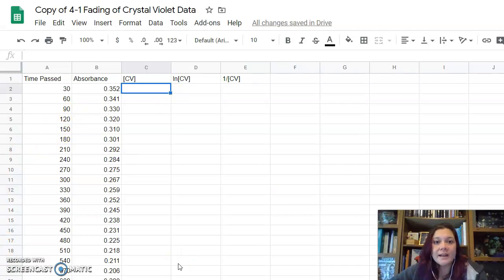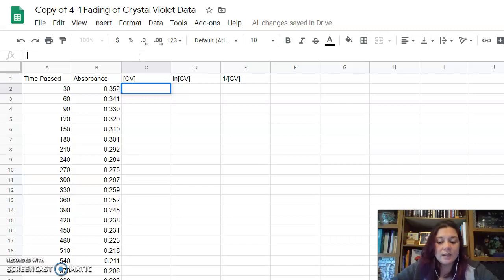Before I start adding in numbers and showing you a couple tricks, I'd like you to take the shared data that I gave you and add in these three headings. This is the concentration of crystal violet in column C, the natural log of the concentration of crystal violet in column D, and the inverse concentration of crystal violet in column E. Based on the line of best fit, I have a slope for the group that this data came from, and their slope was around 0.03. So that's going to be the relationship between our absorbance and our crystal violet concentration.